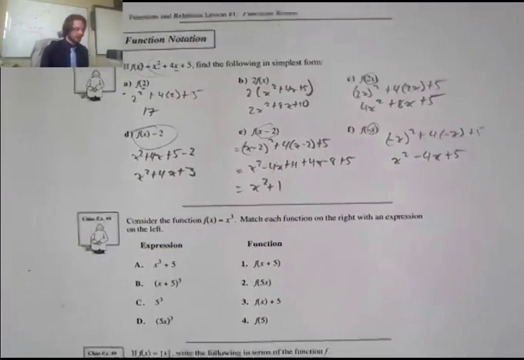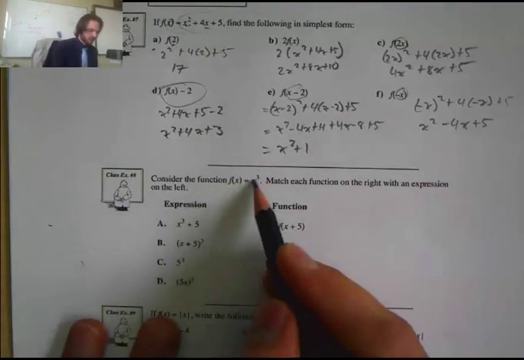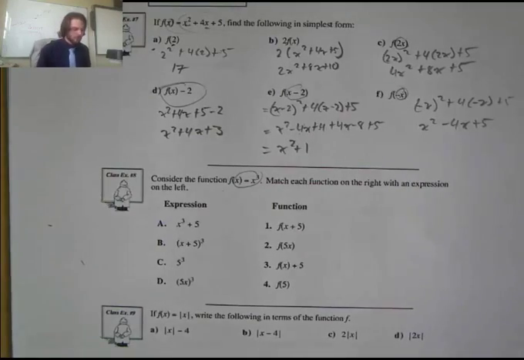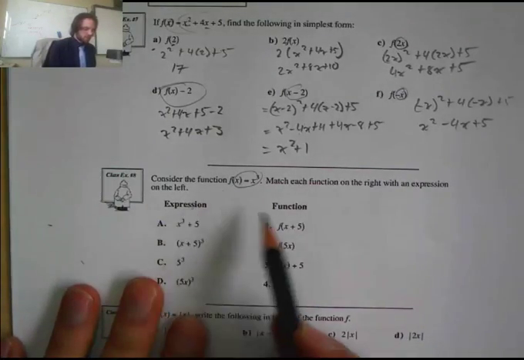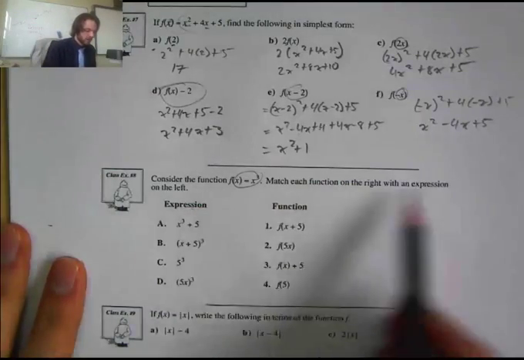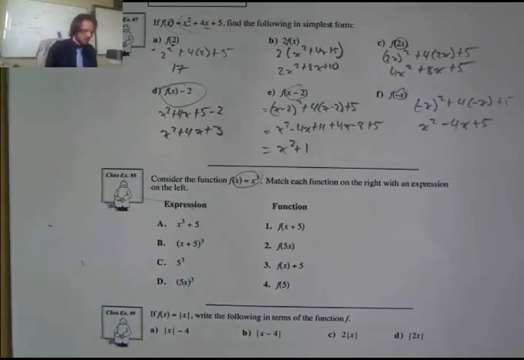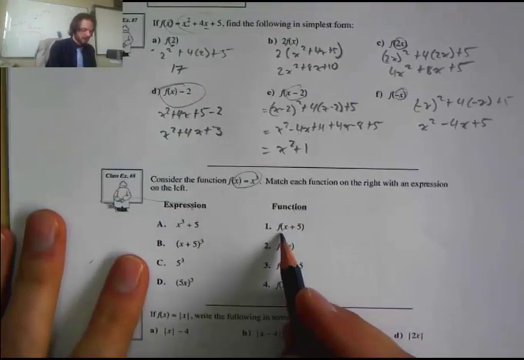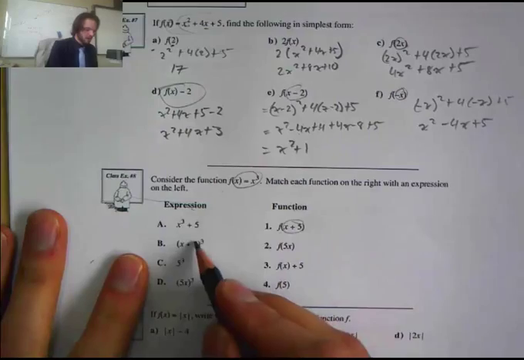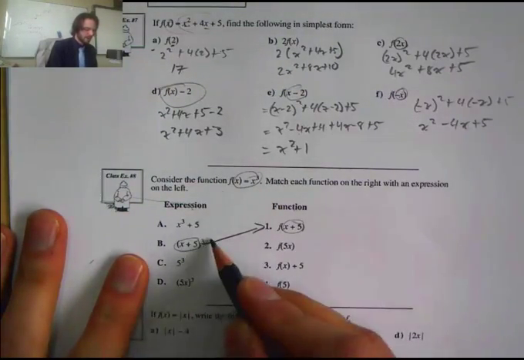All right? Now, here we're looking at expressions. So we have x cubed. Now, which expression is equivalent to the function? So match each function to the right expression on the left for the x cubed. So we have f of x. So we're putting x plus 5. Well, x plus 5 goes in for all the x in the x cubed. So this and this match.